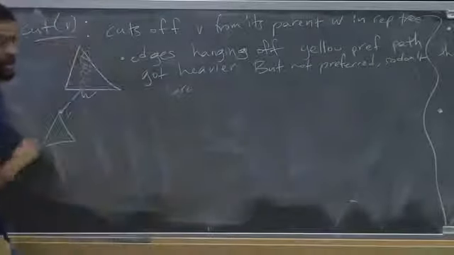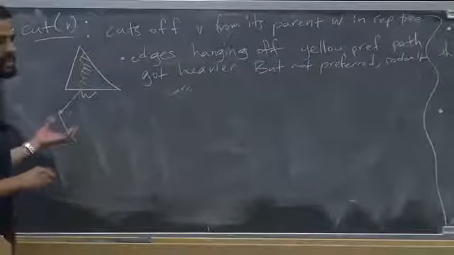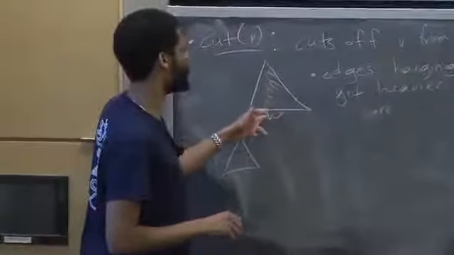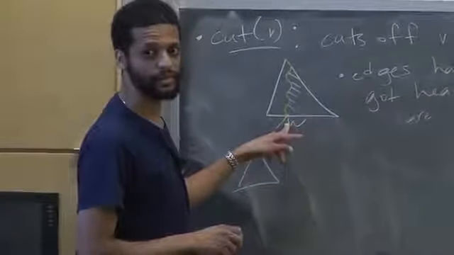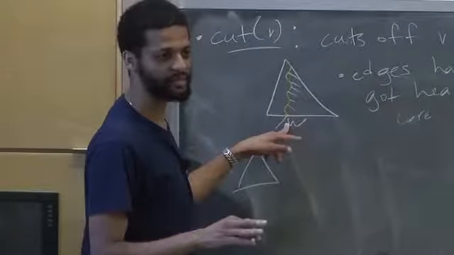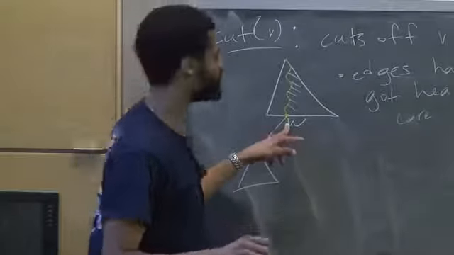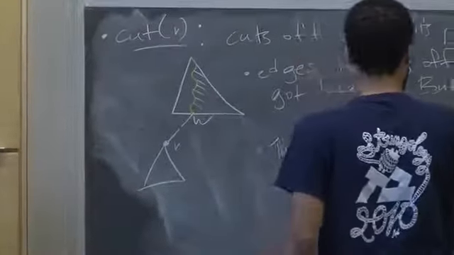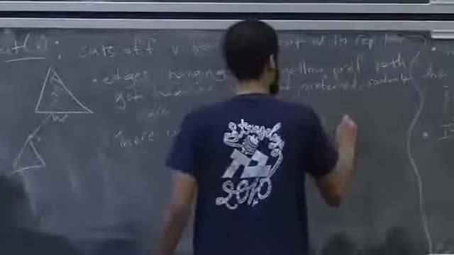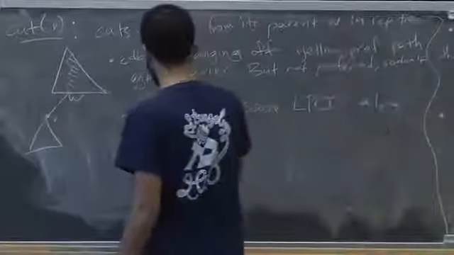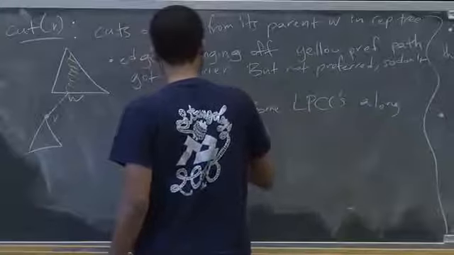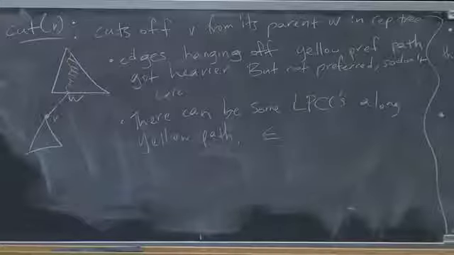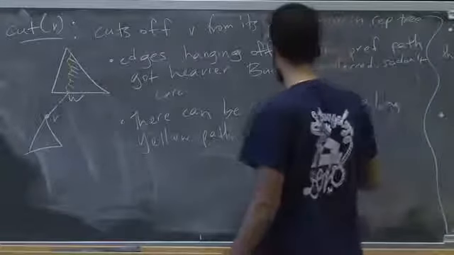But the edges in the yellow path now got lighter, right? They got lighter because we cut this out, right? So there might be some number of light preferred edge creations along this yellow path. Okay, are people believing me? But there can be, how many can there be? Log n. Because again, it's a path. It's a root to leaf path.